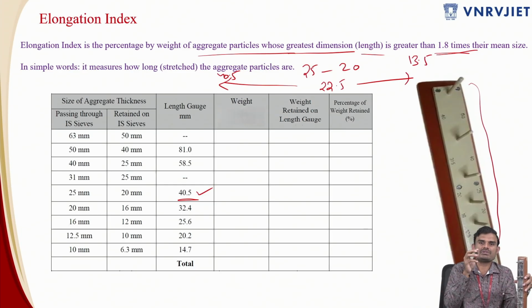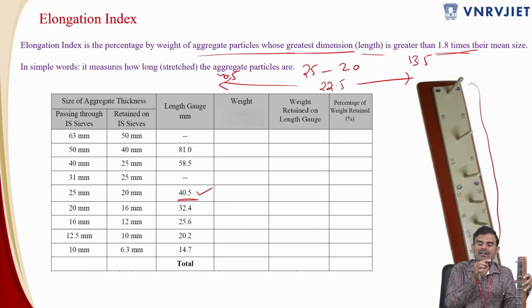Now this aggregate particle, which is also passing through the 25 mm and retained on the 20 mm sieve, is passing through the thickness slot. That is why it came up as a flaky particle in the previous discussion. Now I am passing it through the length gauge. So this is nothing but 25 to 20 mm. It is retained over here, so the longest dimension is higher than 40.5 for this size range.